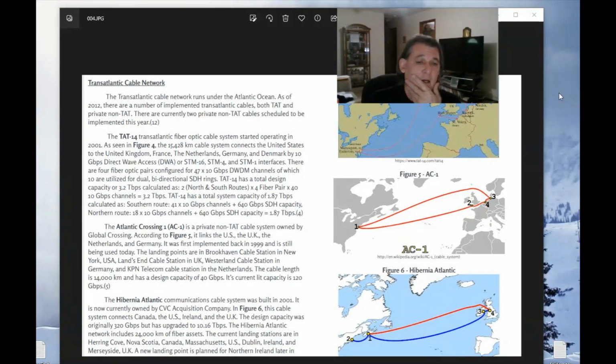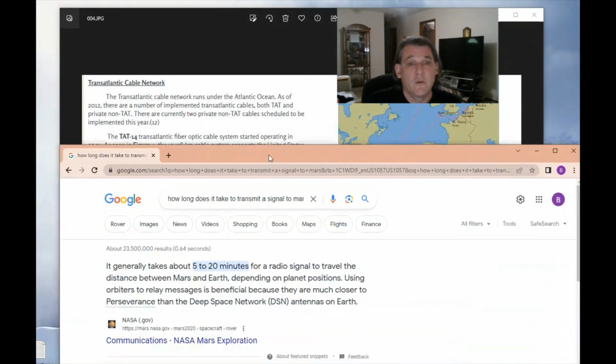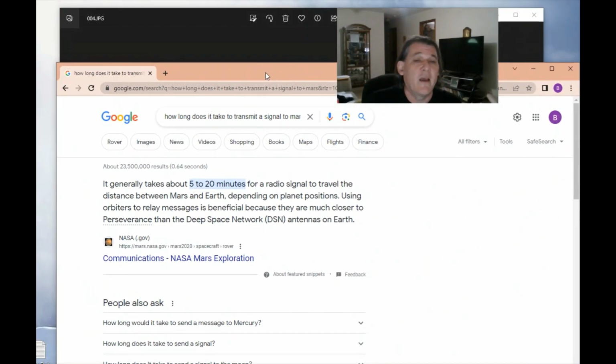Okay, I'm back. I took the time to look this up for you. How long does it take to transmit a signal to Mars? It says it generally takes 5 to 20 minutes for a radio signal to travel the distance. I'm telling you, you can send a radio signal, but we're not going to be able to recover it. And whatever's out there is not going to be able to recover it. And if we don't have people on Mars, we're not going to be able to fix it. Just think of how many times your car breaks down after so many years, and how bad your car runs in the cold, especially an older car.